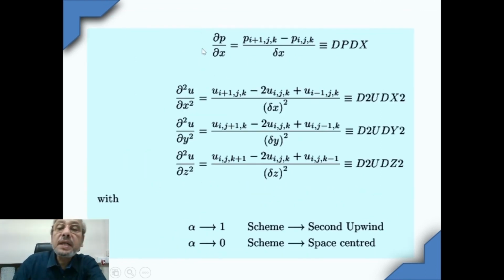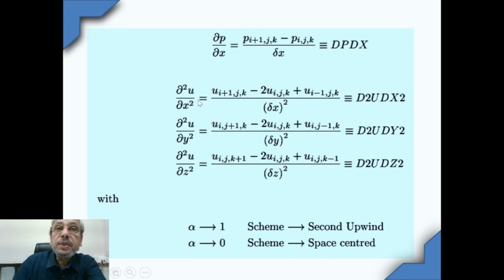Then del p del x, we have written as p i plus 1 jk minus p ijk by delta x. Simply del p del x, we are assigning this variable name dp dx.